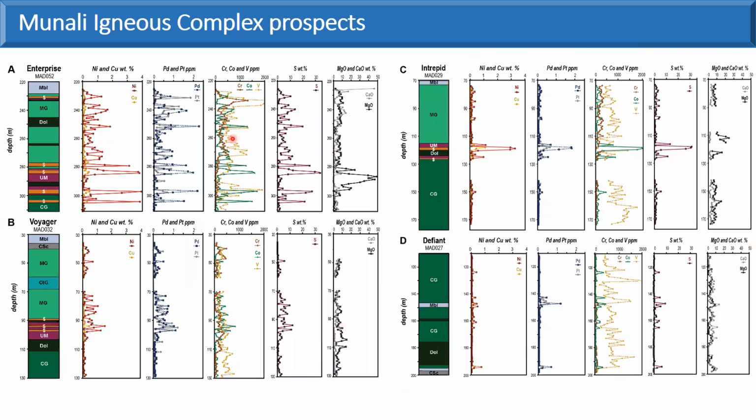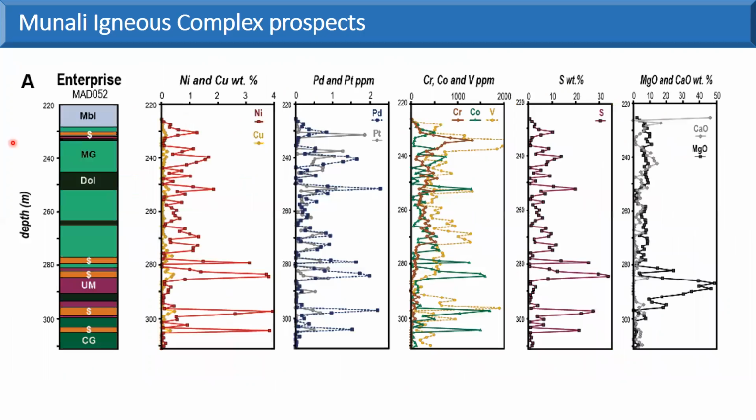So if we look at drill hole sections across the various prospects, we can see that the complex is characterized by similar profiles throughout, where we've got a marginal gabbro, weakly mineralized marginal gabbro and an unmineralized central gabbro with ultramafics and sulfides at the contacts. However, it's Enterprise that shows much more significant quantities of sulfide compared to the other prospects.